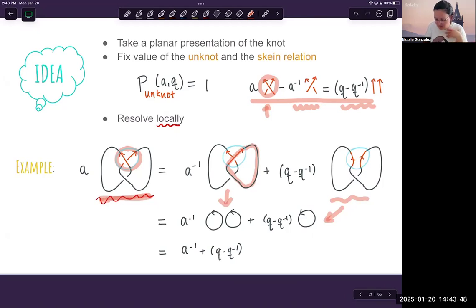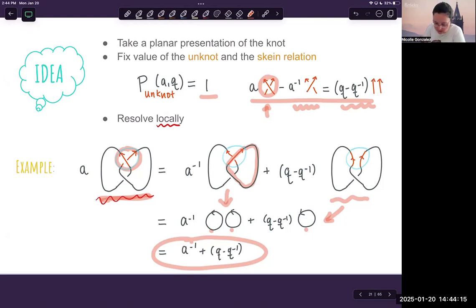When I do this, I know what the value of my rubber band is. Each of these is precisely a copy of the unknot. They all evaluate to 1 according to my normalization, and I end up with some expression. In this particular case, it's not exactly a polynomial because I chose my normalization to be 1. If you choose your normalization to be something slightly different, you can clear denominators essentially, and you end up with a polynomial.